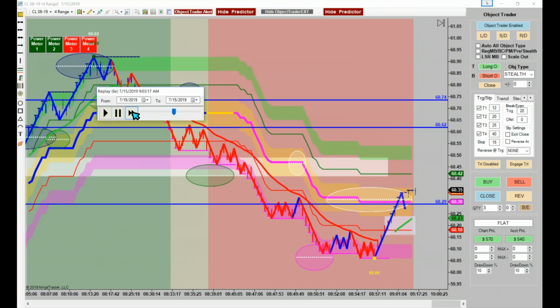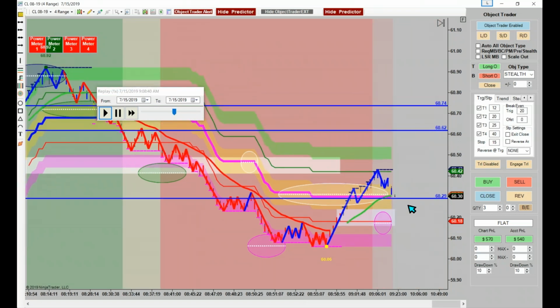I'm going to fast forward just a little bit, and you tell me if you would take this long. First off, it popped up a little bit, and it came down, and it kissed right at mid-band. See that right there? Now that is an area where, if you want to try to get a quick little trade, you can take that trade.